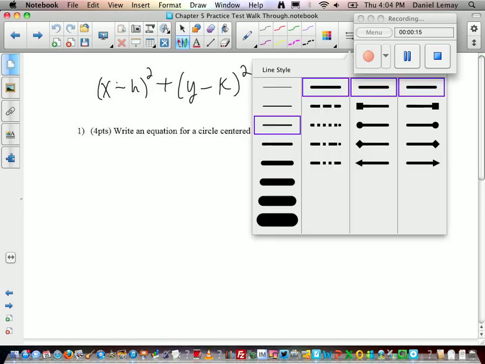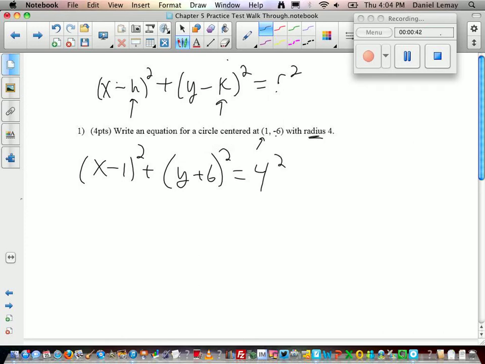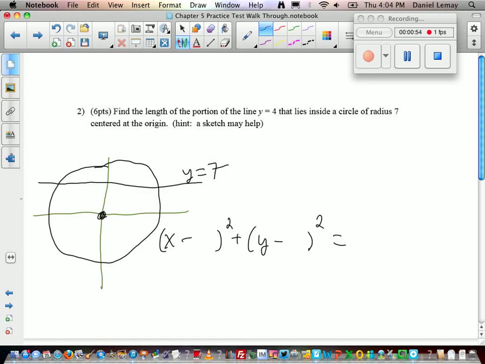We've got to remember that's the equation of a circle, and remember that that is the x coordinate of the center. That's the y coordinate of the center, and the r stands for the radius. So since x is 1, we're going to write x minus 1 squared plus y minus a negative 6 turns to positive 6 squared. And then we're going to square the radius. Now what you want to be careful of is that this is the radius. If I tell you this is the diameter, you've got to remember to cut it in half. Okay? So that's that problem.